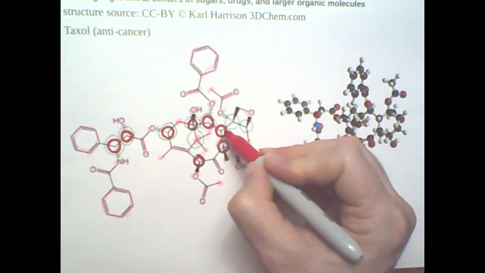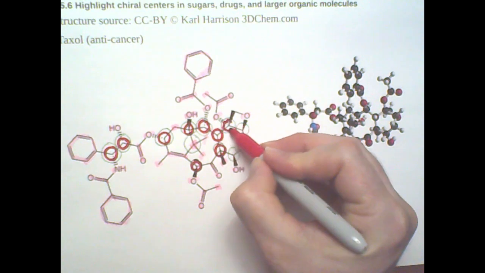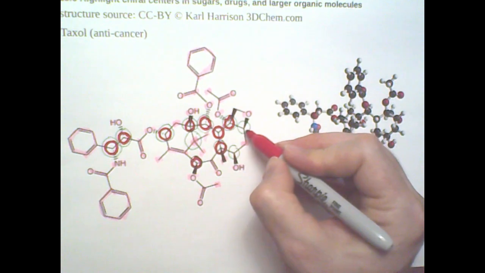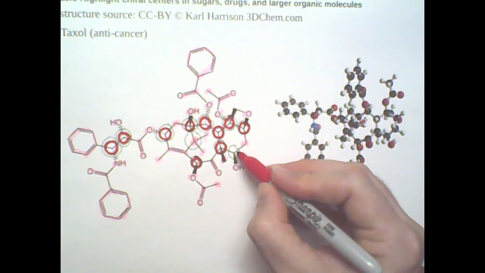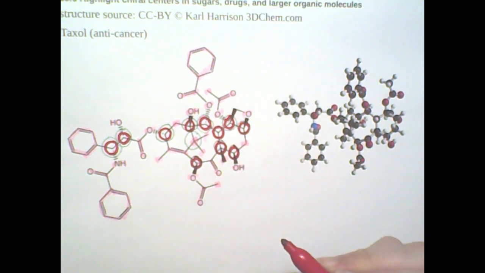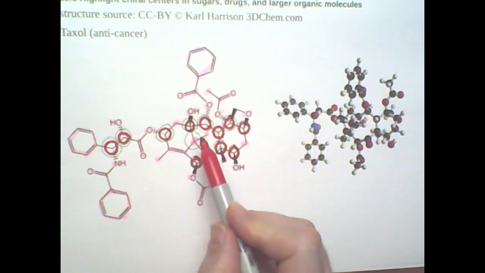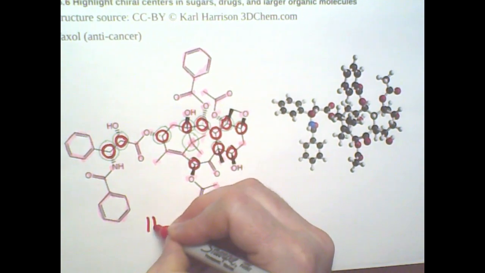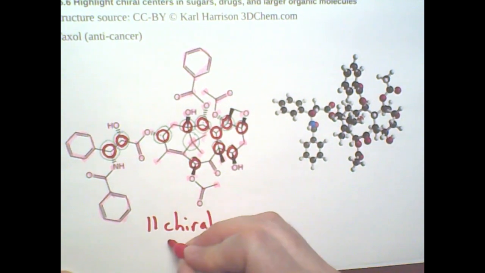Going here, 3 different carbons and an oxygen, chiral center. Oxygen, 2 carbons and an implied hydrogen, chiral center. And finally, oxygen, 2 different carbons, implied hydrogen, chiral center. So we have identified 1, 2, 3, 4, 5, 6, 7, 8, 9, 10, 11 chiral centers.